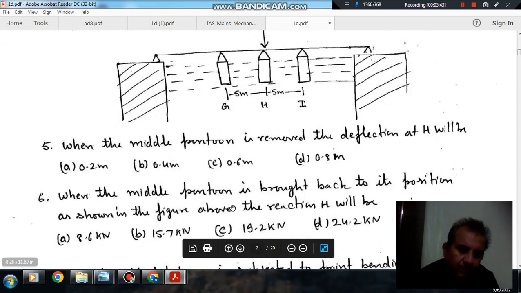Question number 6: when the middle pontoon is brought back to its original position, as shown in the figure above, reaction at H will be option A 8.6 kilonewton, option B 15.7 kilonewton, option C 19.2 kilonewton, and option D 24.2 kilonewton.